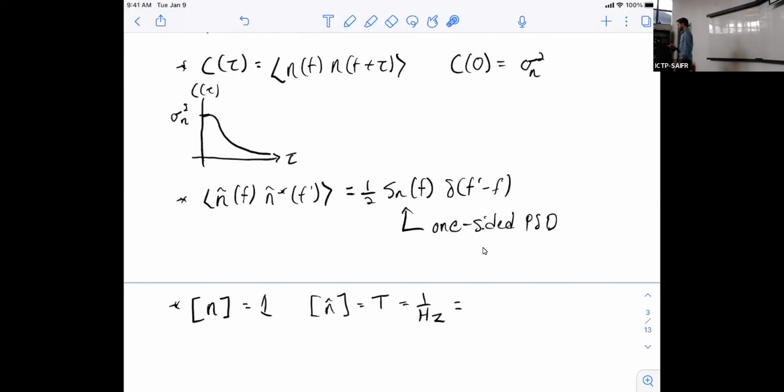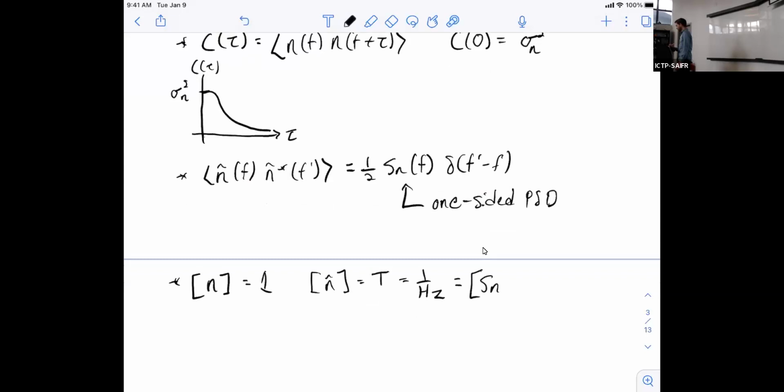Or else, you can look at this. This has units of time squared. The delta function also has units of time. Delta functions have units. And so you realize that the PSD also has units of 1/Hz. And that's a little weird, but that's just the way it is. So it's a little weird that the units of the power spectral density are 1/Hz, or units of time.